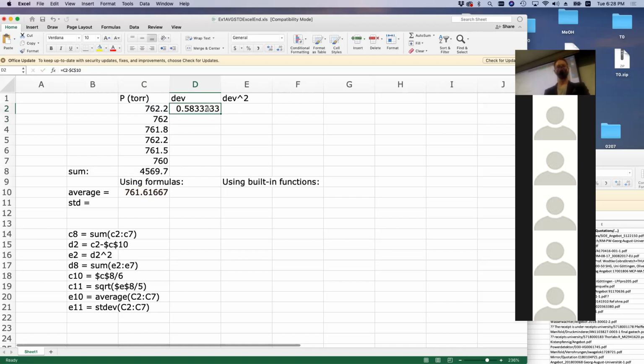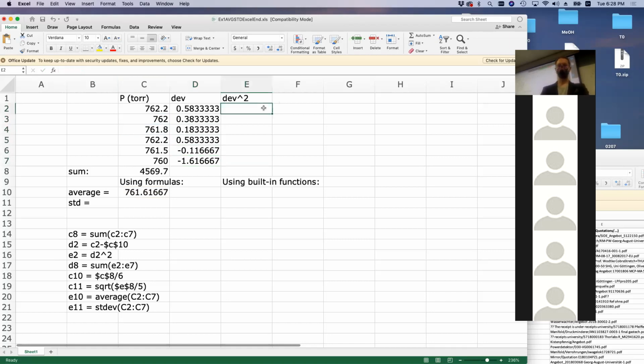And what that does is if I grab the bottom right corner of this cell and drag it down, then it copies the formula, but it changes the value of this first cell reference because I didn't put $ signs there. So when I drag it down, it changes C2 to C3. So this number then is C3 minus C10. This number is going to be C4 minus C10 and so forth. So I get all of the deviations, right, of each measured value.